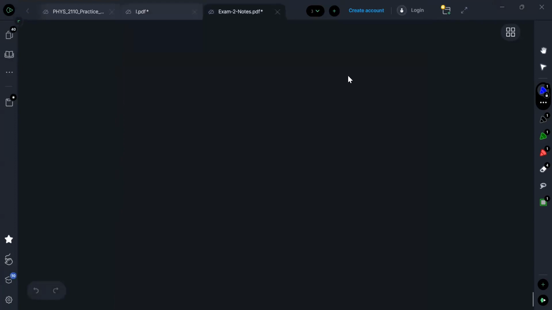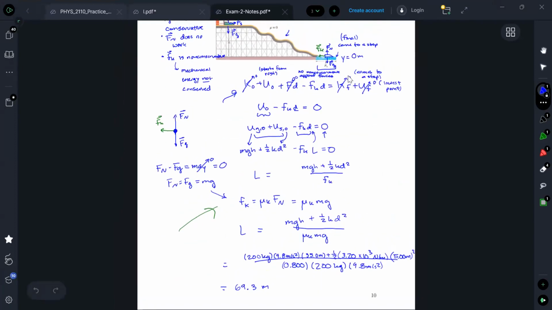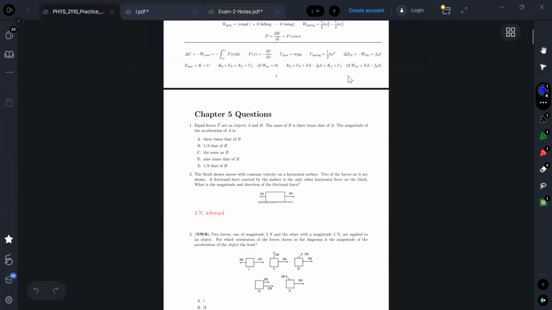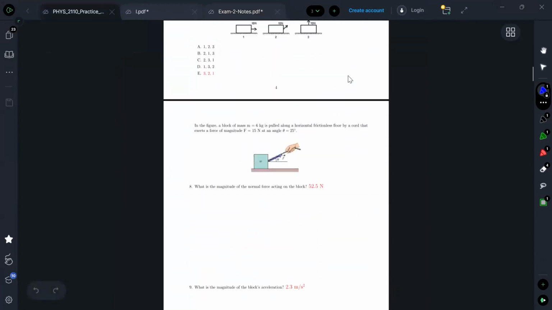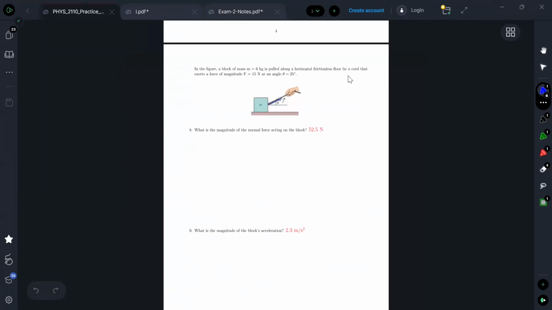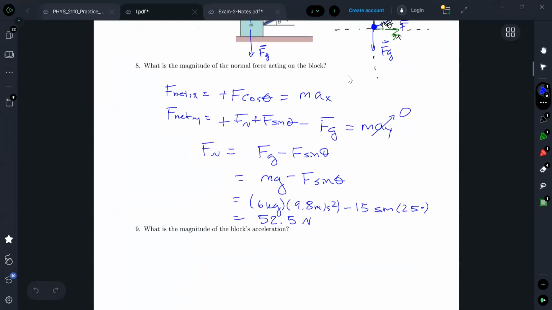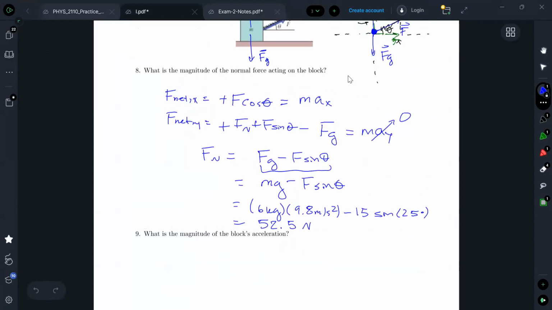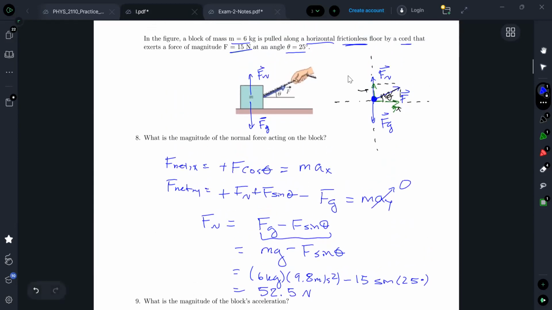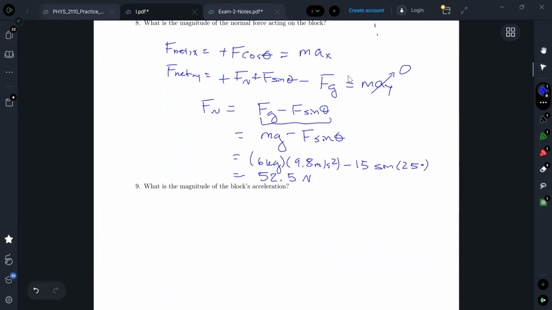And if I go over to the calculator, does that look right? Yeah, 52.5. All right, so notice it is lower in value than the weight in this case because that applied force component is acting upward. That's tending to lift the block off the ground a little bit. It's not pressing as hard on the ground, the ground's not pressing as hard on it.